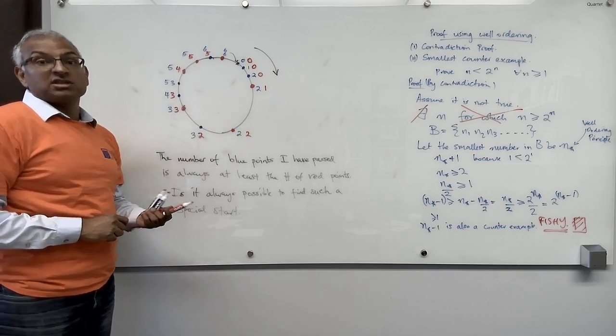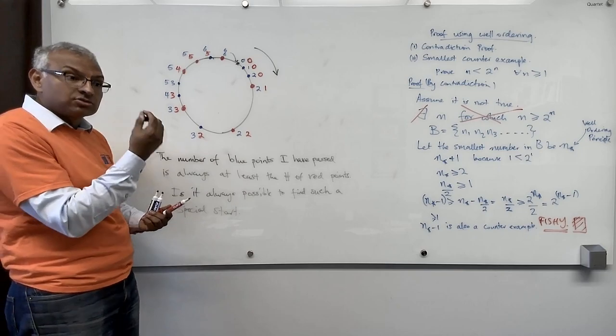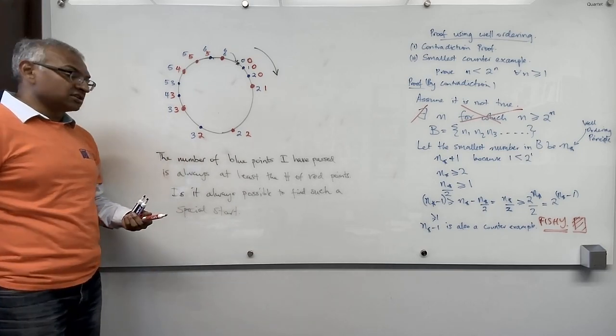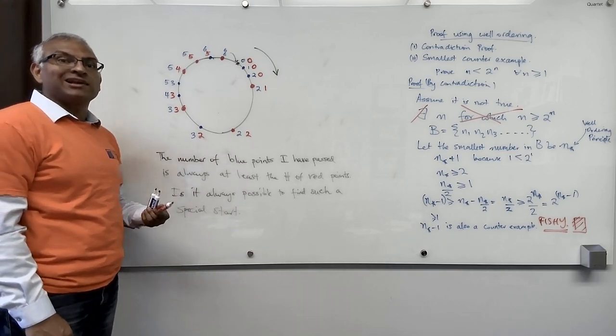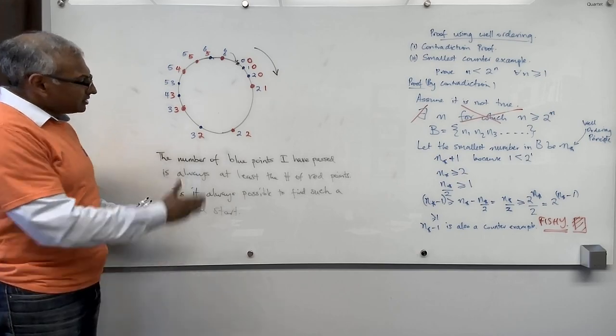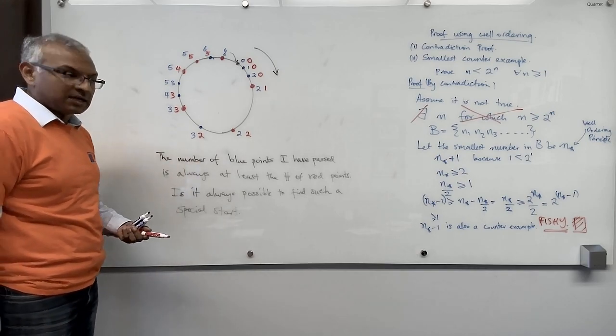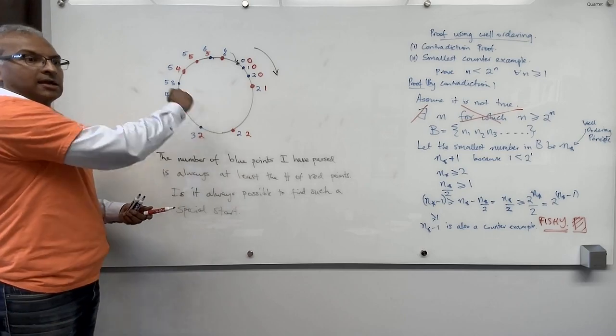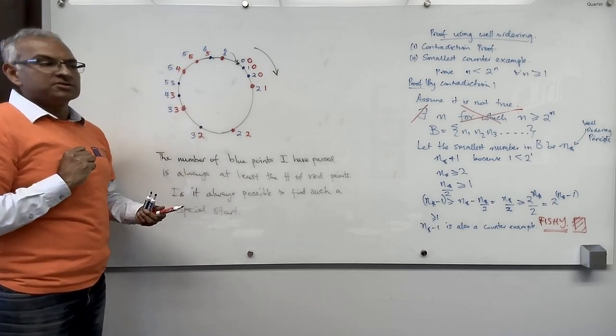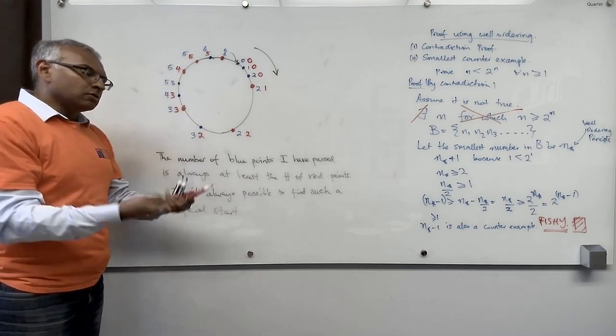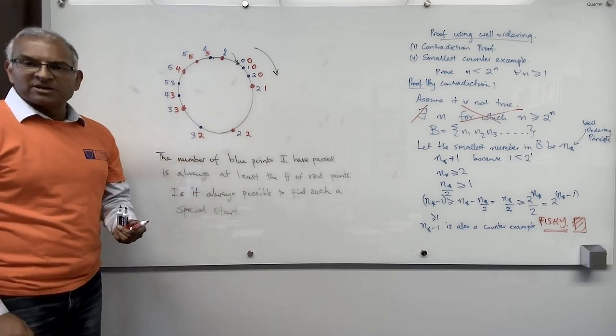But then the question is how to prove it. And you can use induction to prove it. The first thing when you approach a problem like this with induction is to identify your claim, P of N. In this case, we can make the claim that P of N is the claim that if there are N red and N blue, it's always possible to find a special starting point.